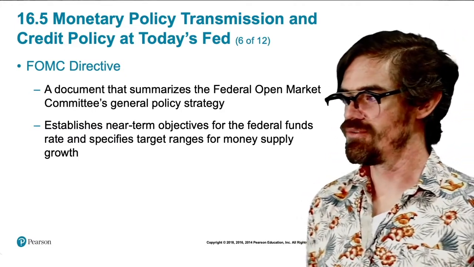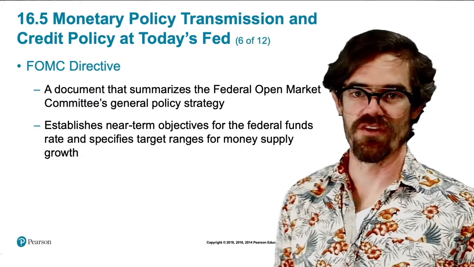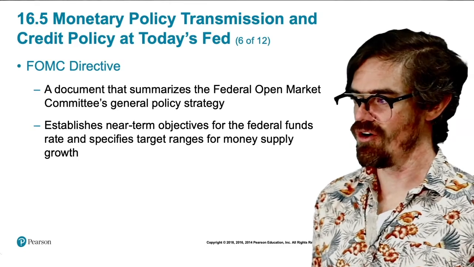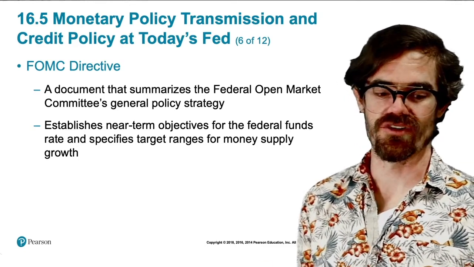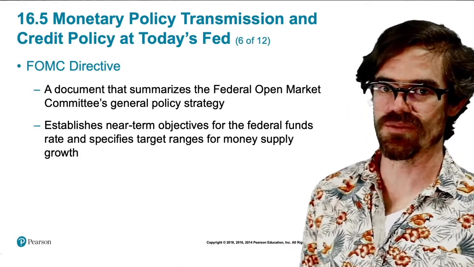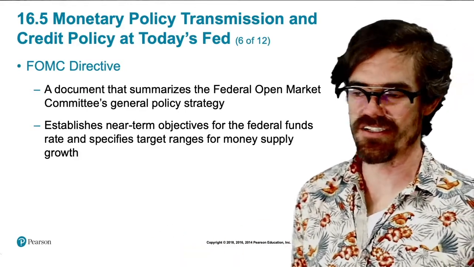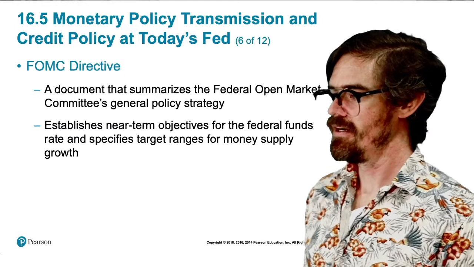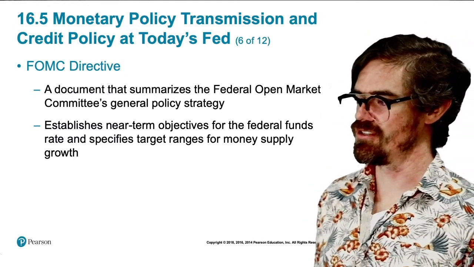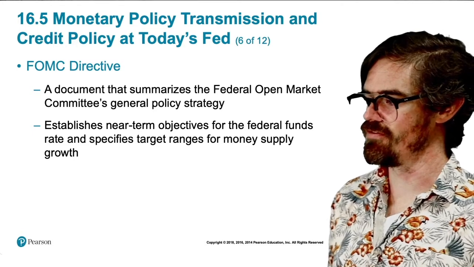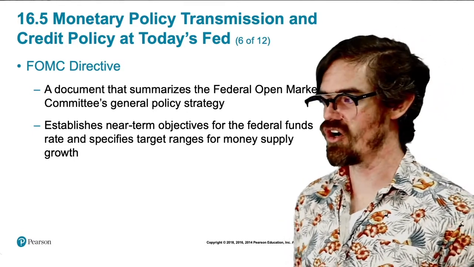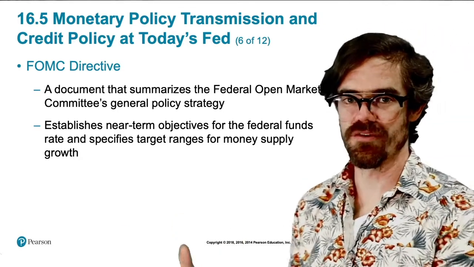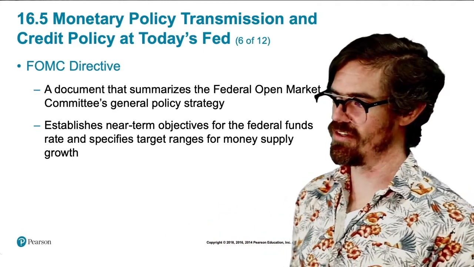Okay. So there's something else called the FOMC directive, or the Federal Open Market Committee directive. It's basically a document that summarizes the Federal Open Market Committee's general policy strategy. This is in an attempt to be very transparent to the public so that there's less uncertainty, which usually translates into a better operating financial system. And part of what it does is it establishes near-term objectives for the federal funds rate, and it specifies target ranges for the money supply growth. So these are what the FOMC is trying to achieve. What are its goals? It's called the FOMC directive.